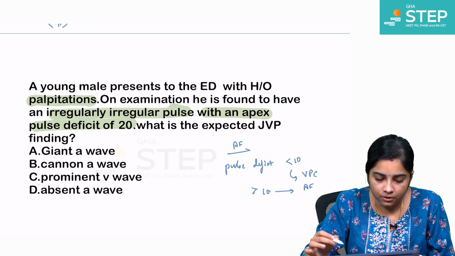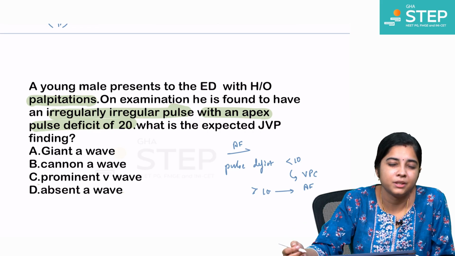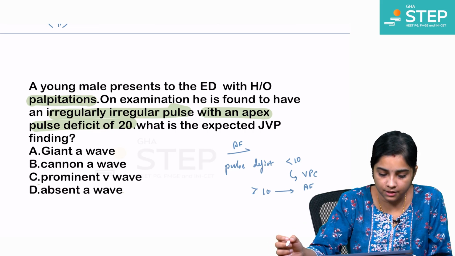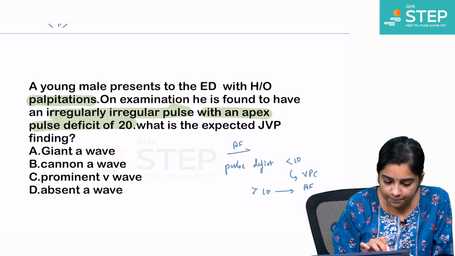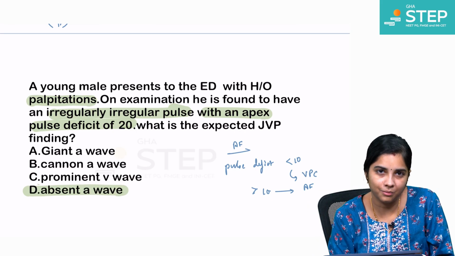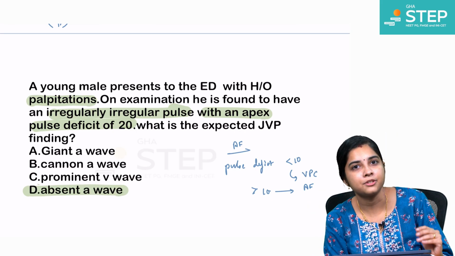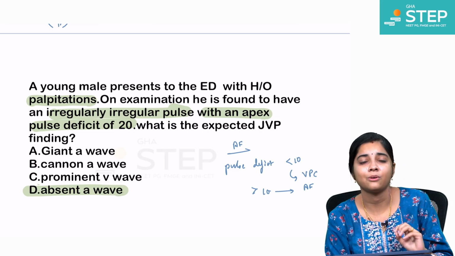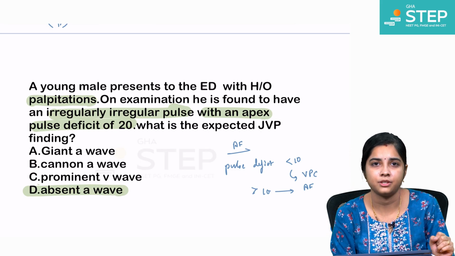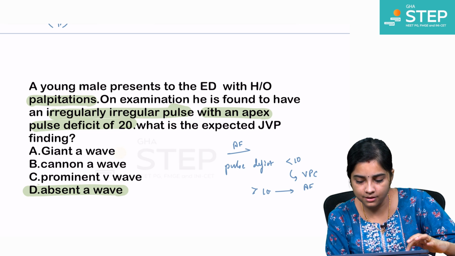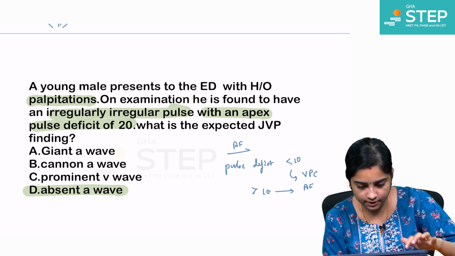So you all would already know, in atrial fibrillation, what is the JVP finding? The JVP finding is an absent A wave. Okay, so it's a very simple question. All you have to do is to get your concepts right and you can answer any question based on this topic. So this brings us to the topic of the jugular venous pressure.